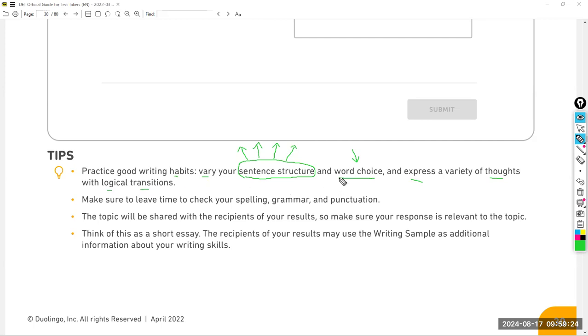Let me tell you that if you want to fully understand the meaning of word choice, again, there is a video on YouTube which is called Context Clues. So please watch this video carefully just to fully understand the meaning of word choice, and watch the video about clauses and sentences just to understand the meaning of sentence structure.